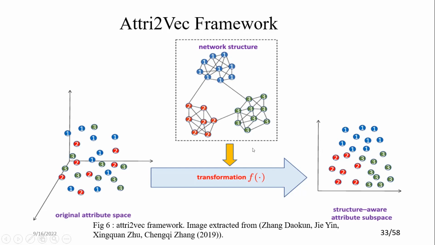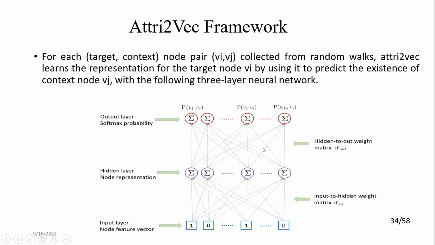Okay. And then we are applying the transformation function, and mainly we are using 3-layer neural networks, which consist of an input layer, a hidden layer, and the output layer.